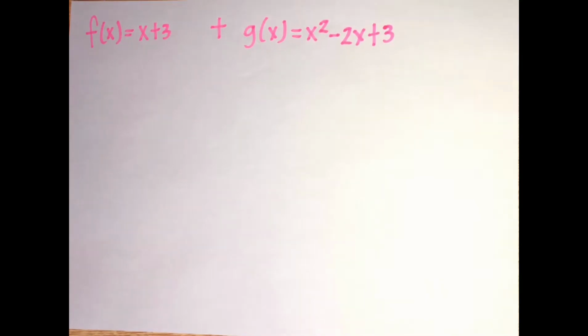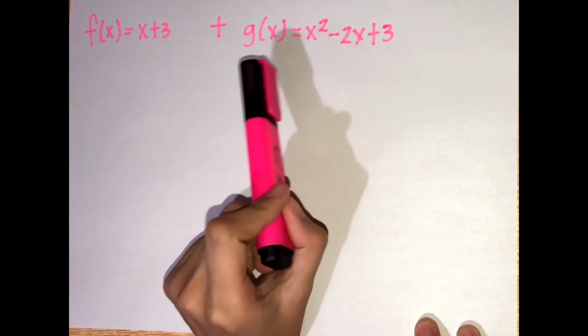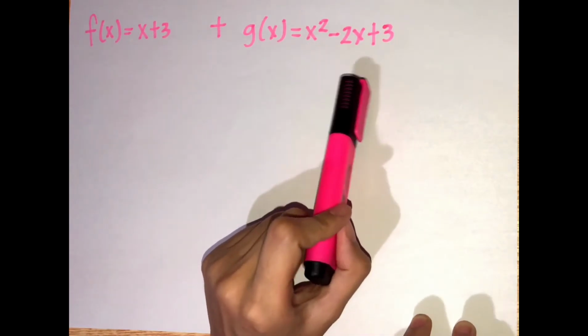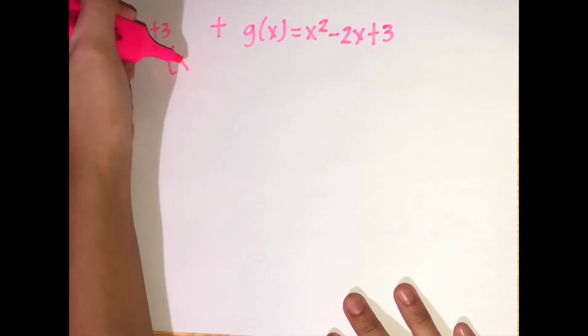Now, let's proceed to our example number 3. Letter A, quantity of f plus g of x is equal to f of x plus g of x. Our f of x is x plus 3 and our g of x is x squared minus 2x plus 3. Now, let's substitute.